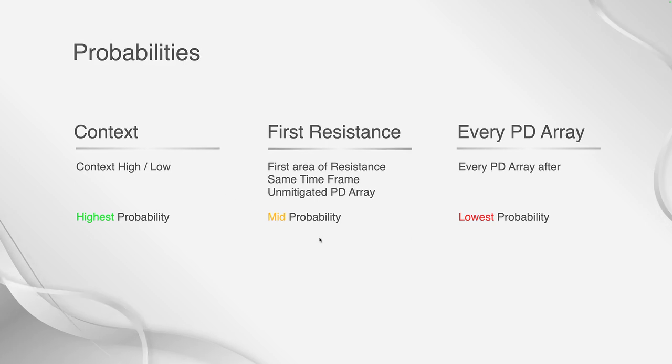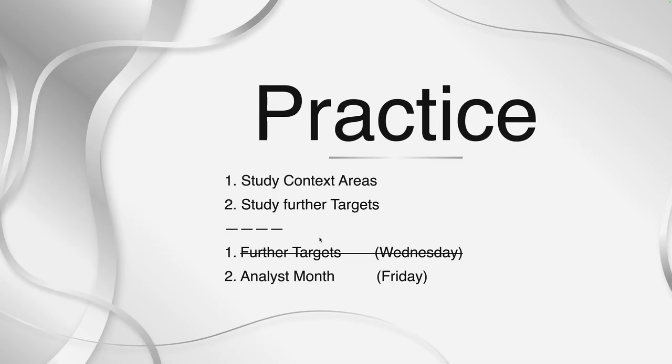So from those probabilities, we can already move on to practice. So again, study those context areas. I would highly advise the dollar, very interesting situation right now. Then study the further targets as well. Understand the probabilities, how far we can move, etc. We don't always have to move towards target. It's all about probabilities. Then next is the analyst month, and we are going to recap everything and give you a top-down analysis as well on Friday.